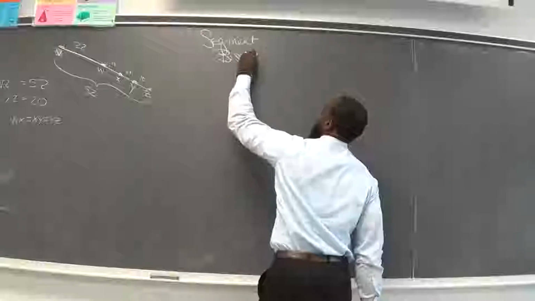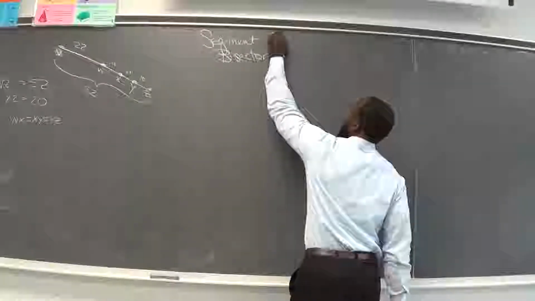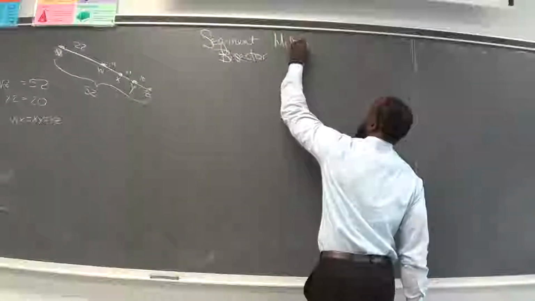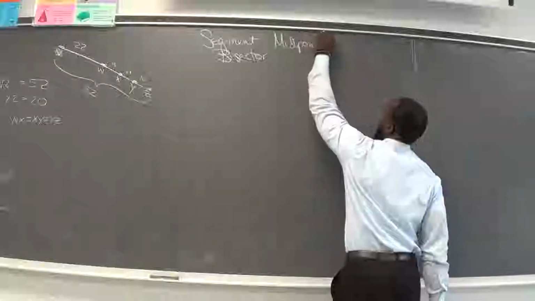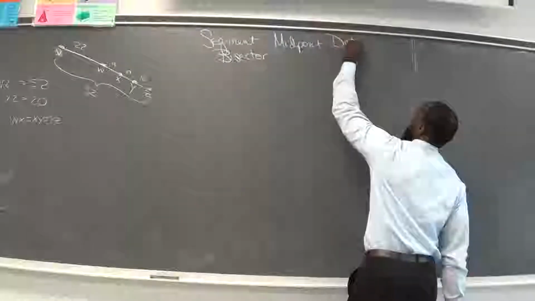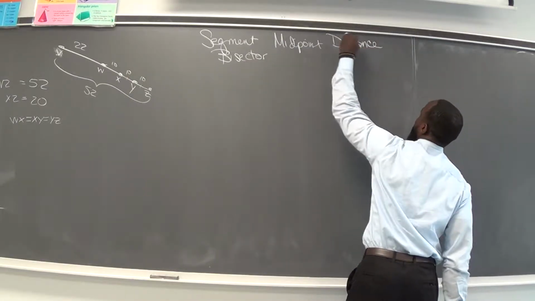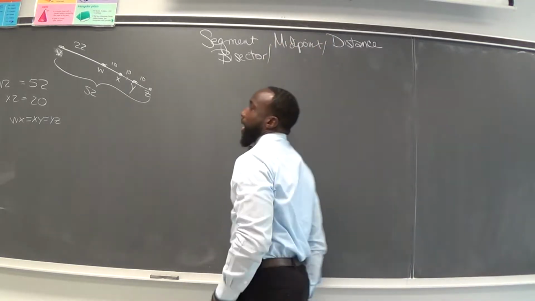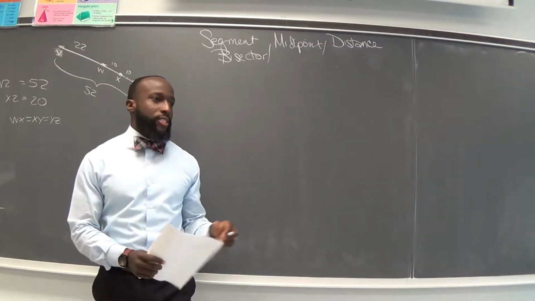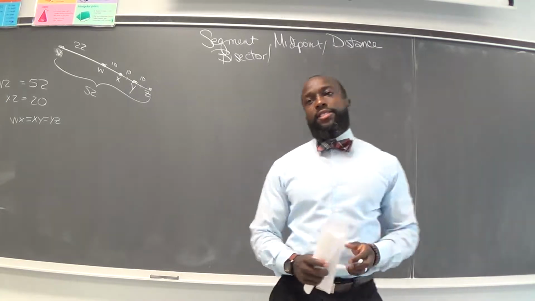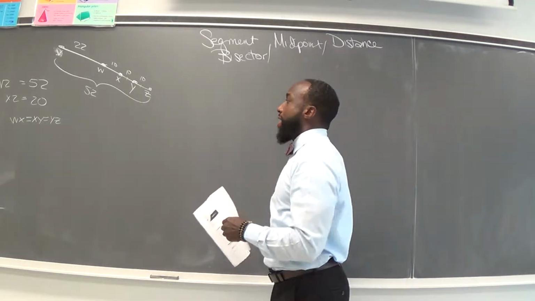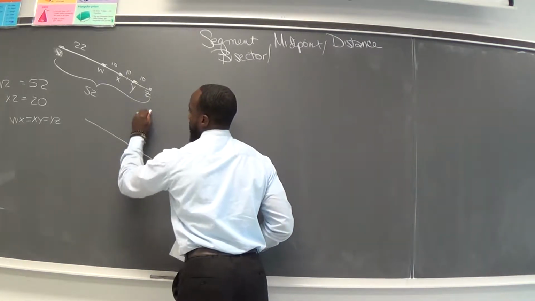Today we are going to talk about segment bisectors, midpoint, and distance formula. So we got a bit to cover. All right. So, like I said, we just drew a segment here, right? And the segment, when we folded it in half, it created a line, right?